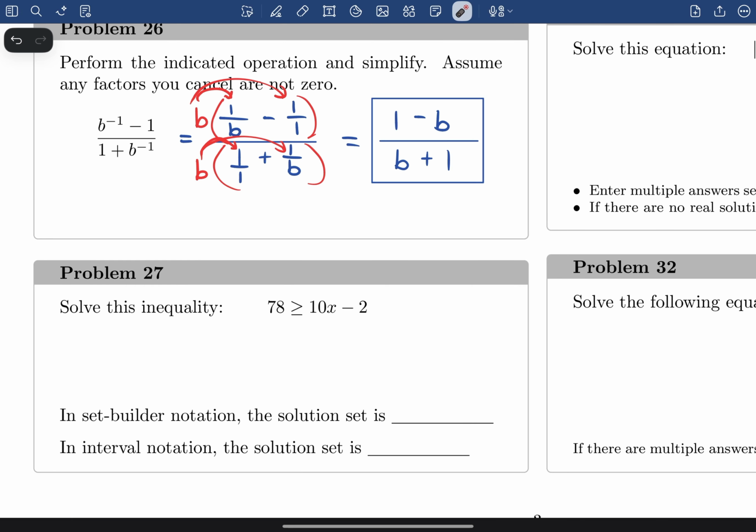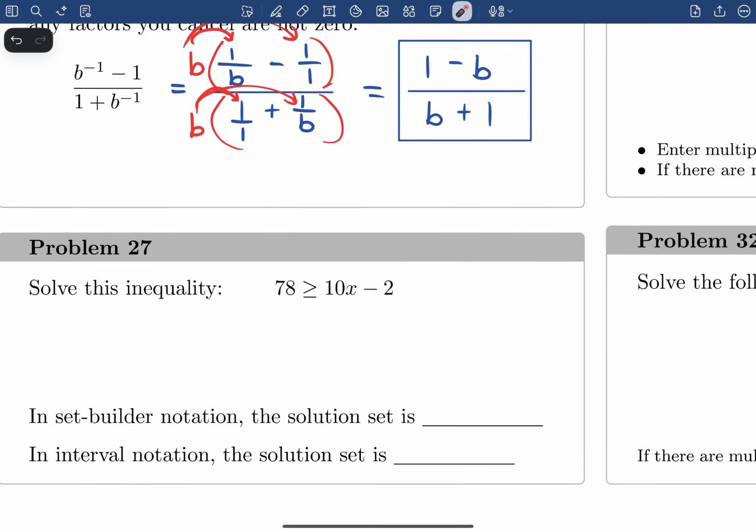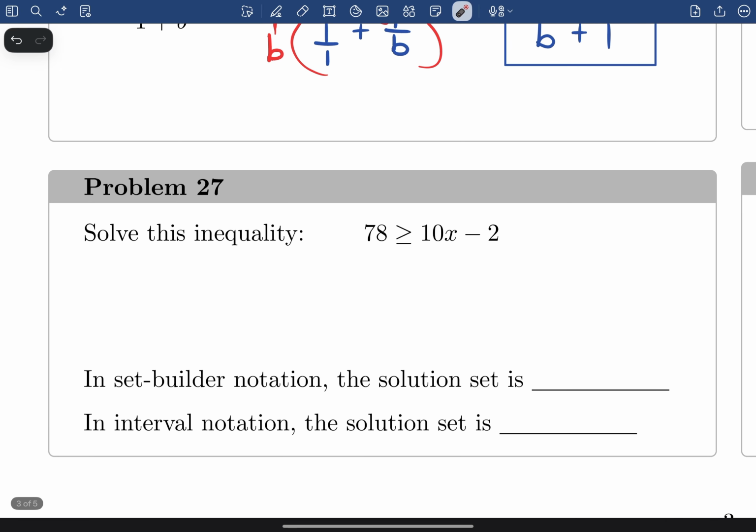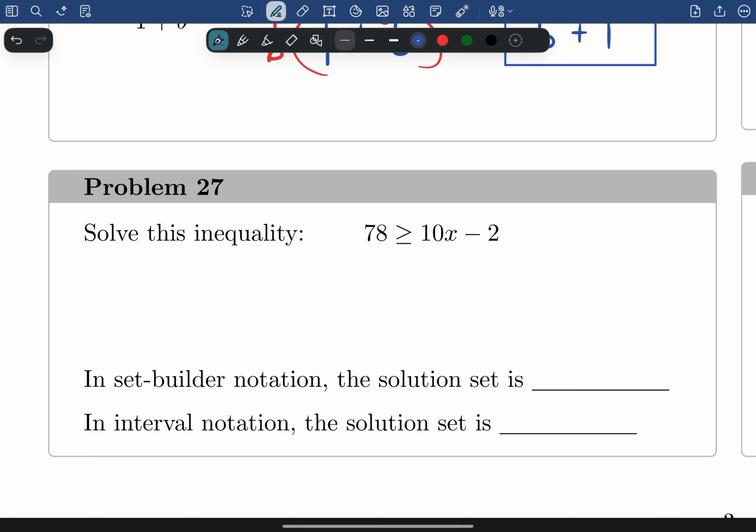We discussed that for a couple sections of chapter 2. So here I go, problem number 27. Solve this inequality. 78 is greater than or equal to 10x minus 2. And so I'm going to solve for x, and I'm going to do it as if this was an equation. This is like a linear equation, but it's an inequality. So I'm just going to start by adding 2 from right to left. And 78 plus 2 is 80, and that's greater than or equal to 10x.